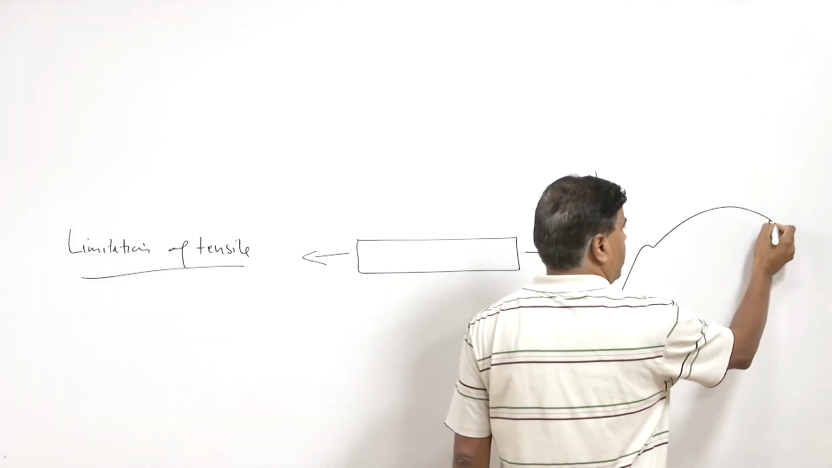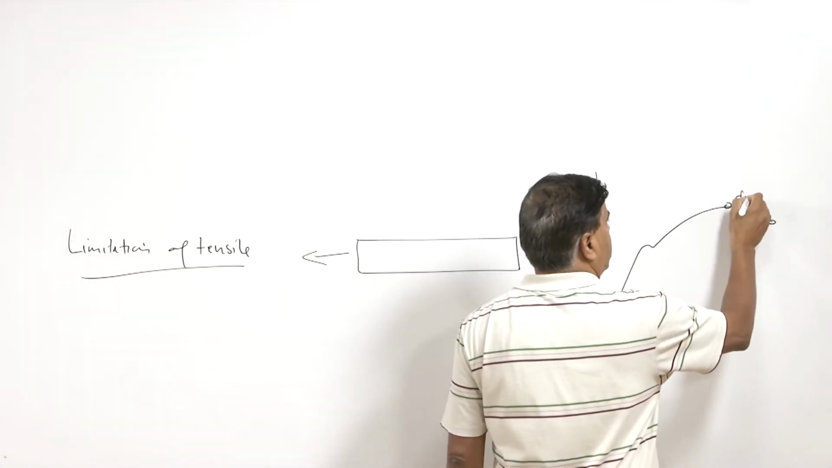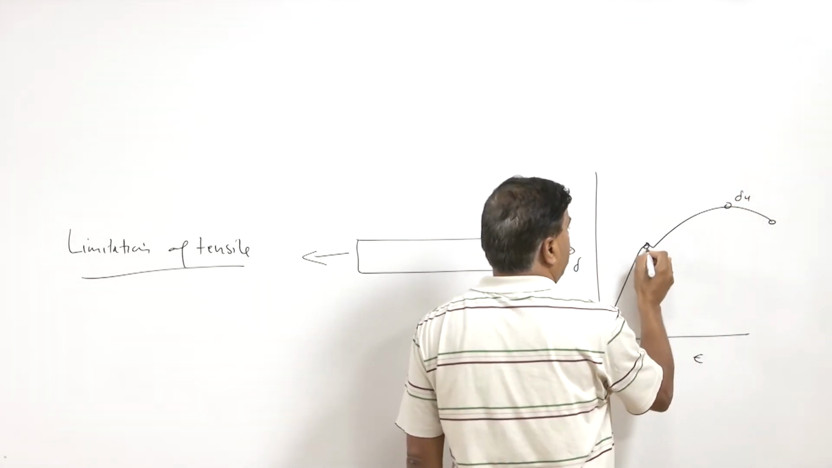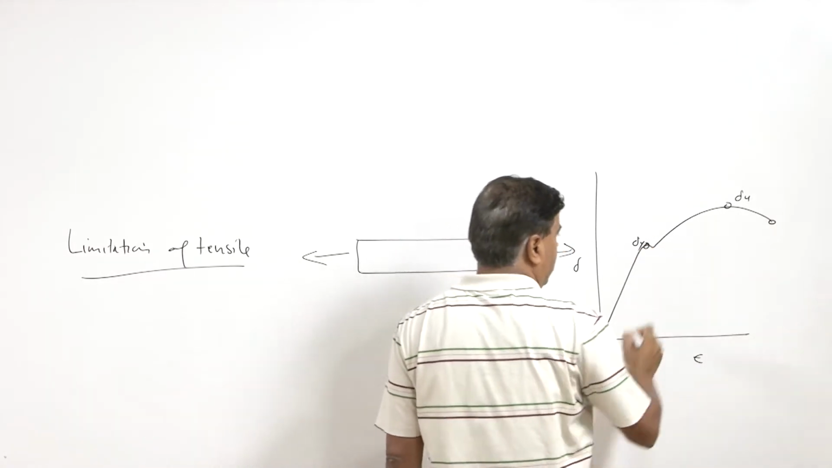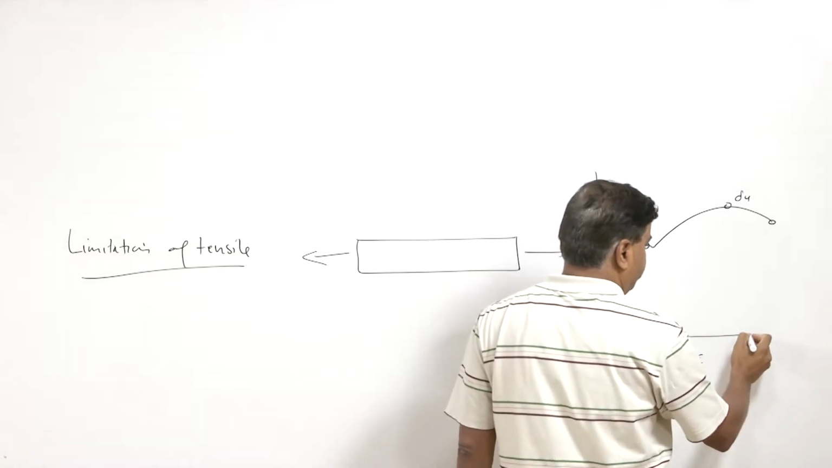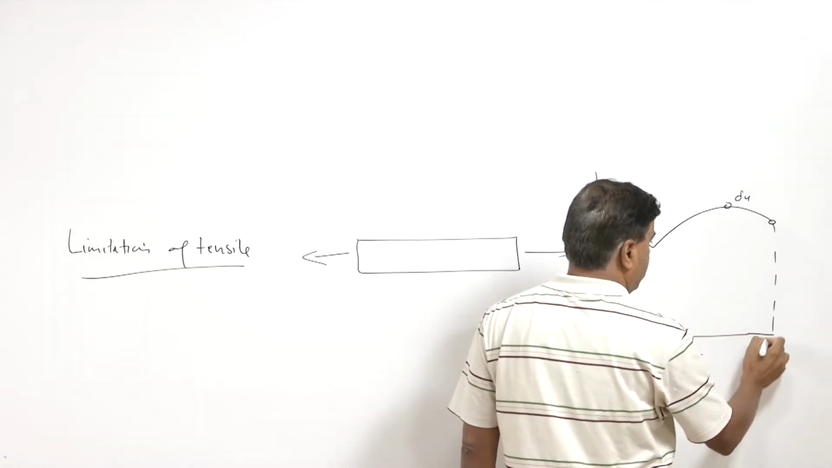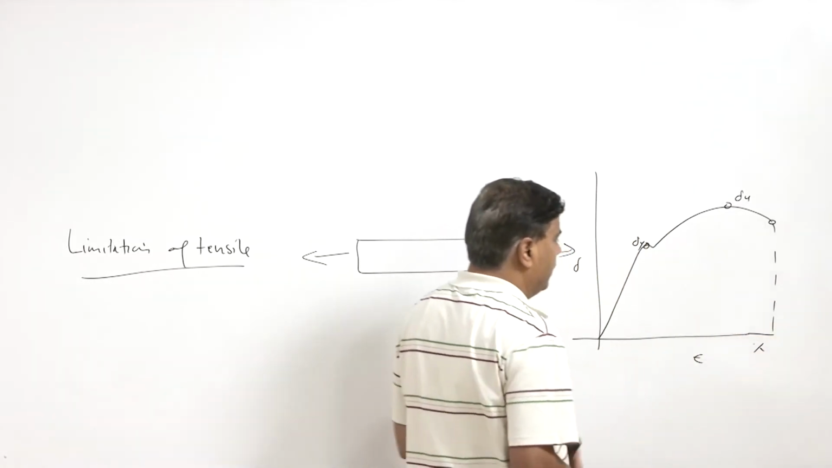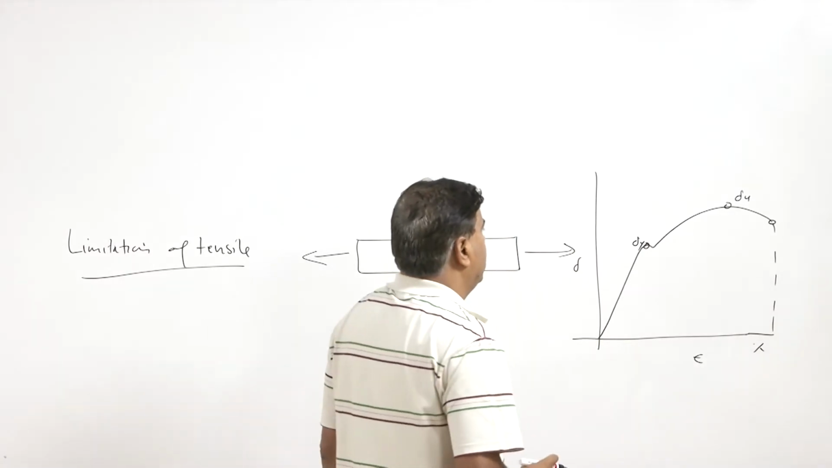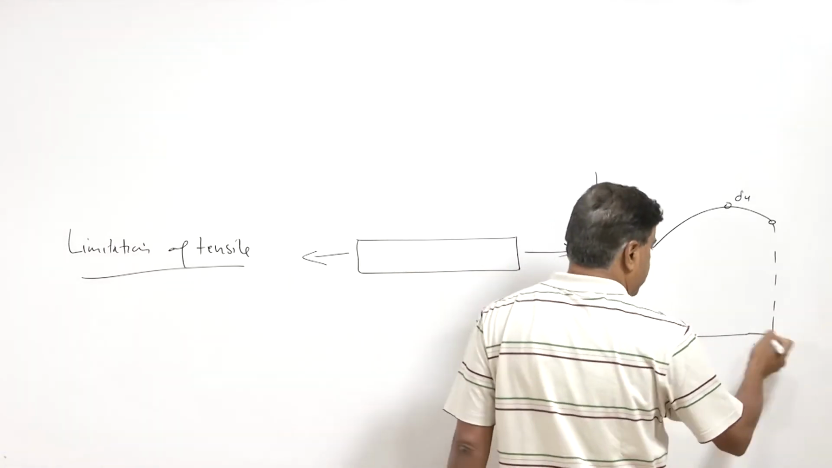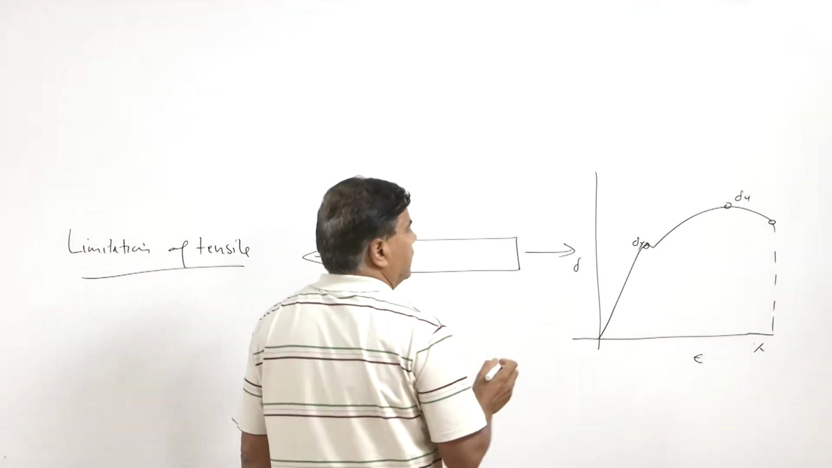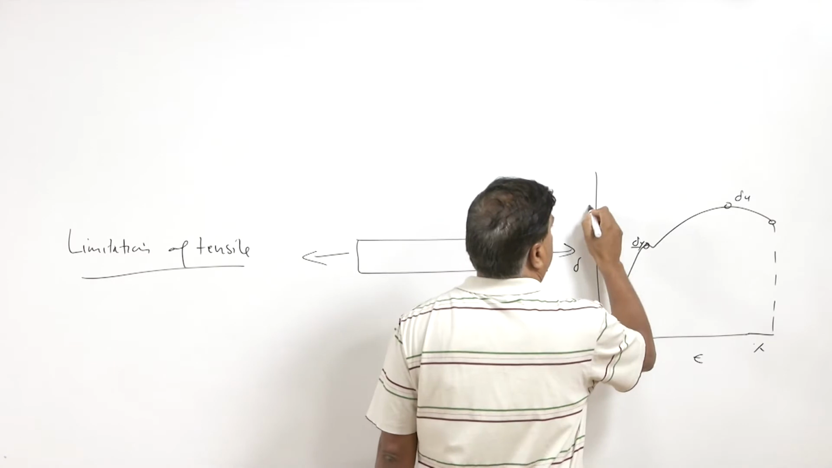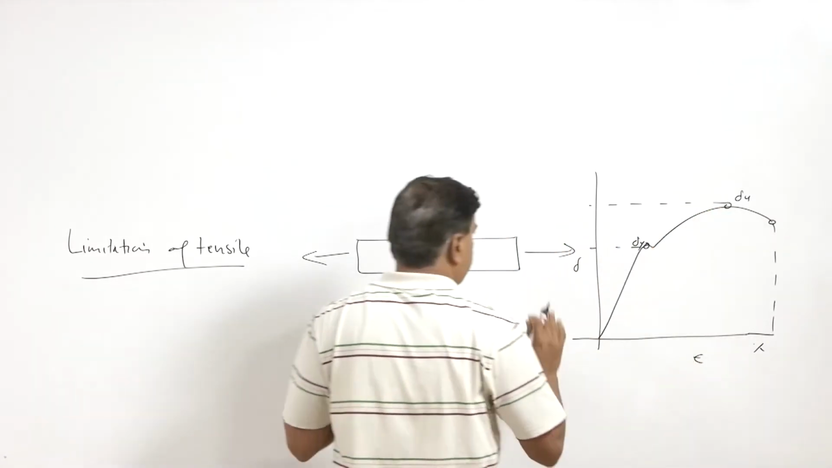This is the fracture point, this is the ultimate stress point, these are the upper and lower yield points, and the area under the curve shows the toughness. This is the strain, which shows the percentage elongation till fracture. So these are the important things which can be obtained from the tensile test.